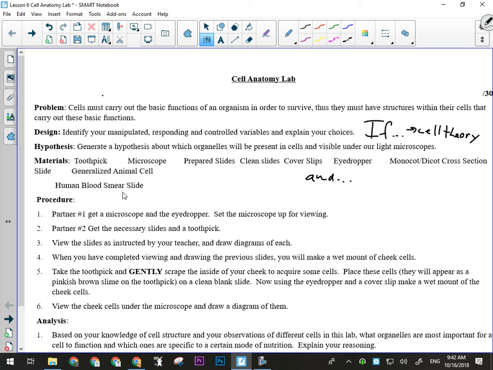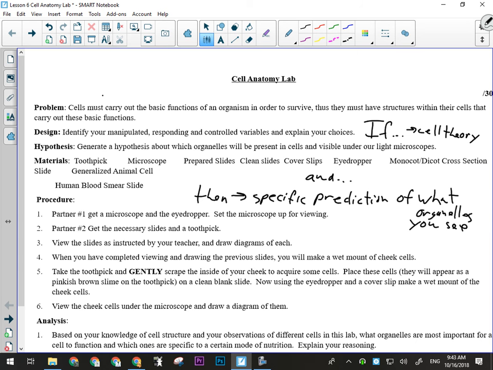What are we looking at? Where are they from? That kind of thing. And the then part needs to be a specific prediction of what organelles you will see, and probably a brief blurb about why.